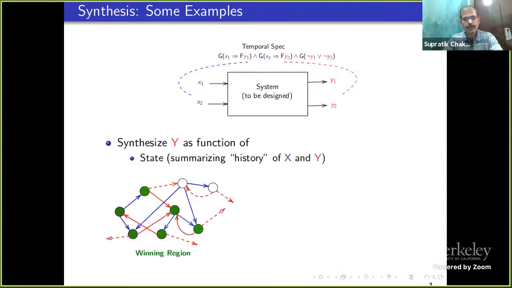Now, a very popular and very effective way of solving these kinds of temporal synthesis problems is to use what is called the winning region calculation. You basically find out, as different inputs and different outputs are coming, what is the possible state space you can have.